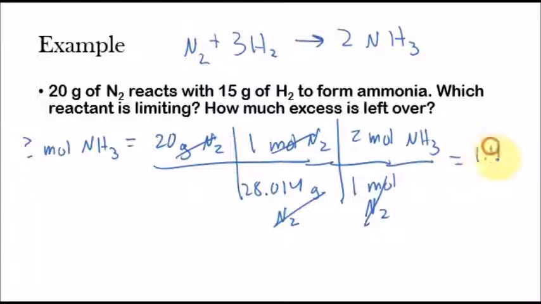So 1.4 moles of NH3 is created here in this scenario. Now let's do the same thing, except let's take 15 grams of H2. Let's see how many moles of NH3 is formed by the reaction of 15 grams of H2. And let's ignore the N2. Let's just say that there's enough N2 to react.